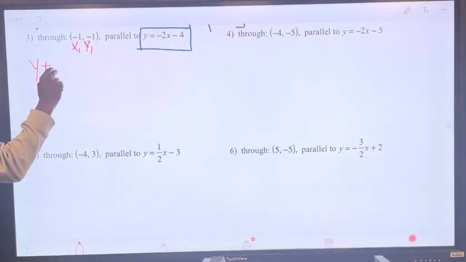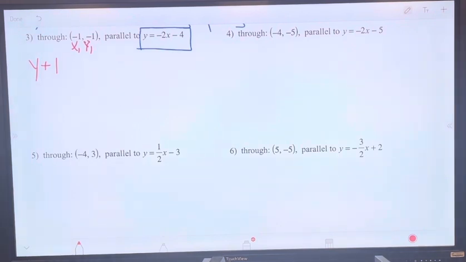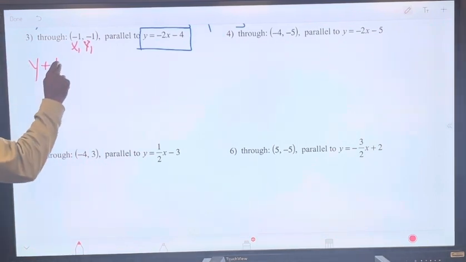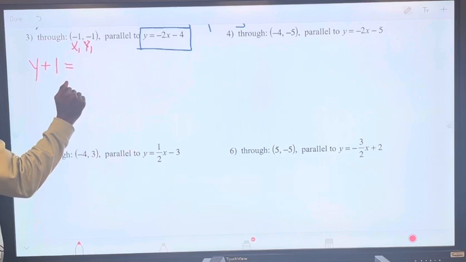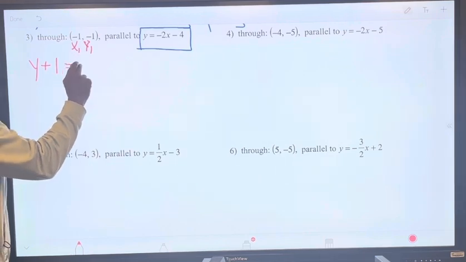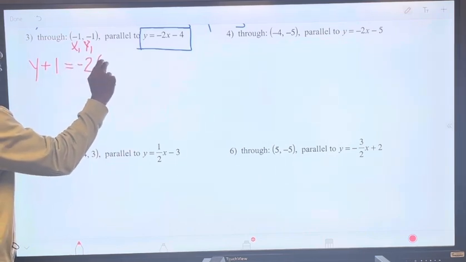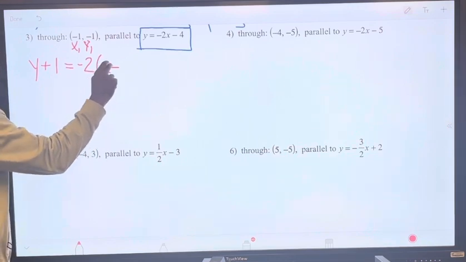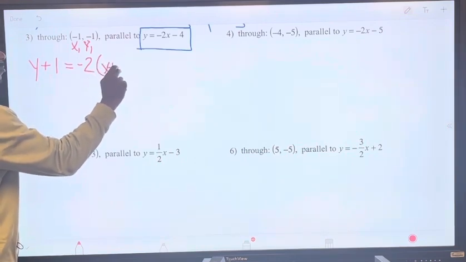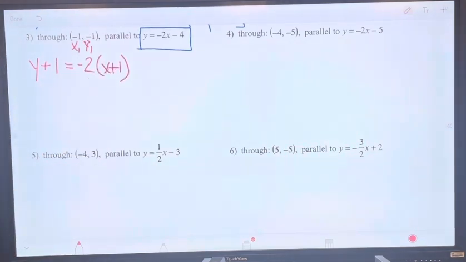Y plus 1. Let me pause and show why. Did everybody understand why I said y plus 1? Double negatives turn positive. Equals, what's the slope? -2, times x plus 1. Everybody understand that? Double negatives turn positive. Y'all got that? Yes.